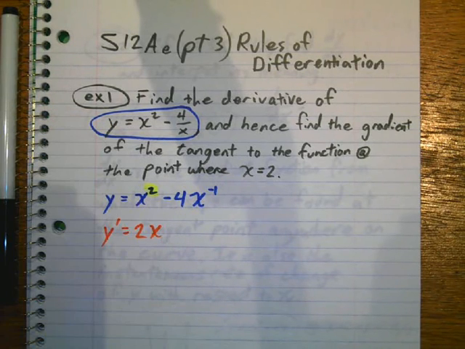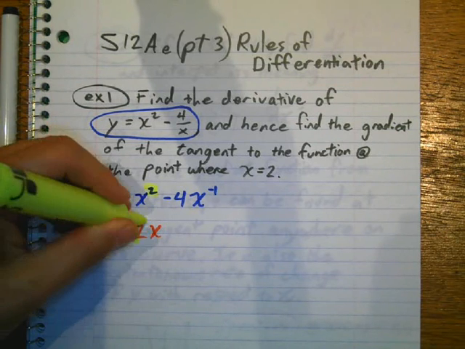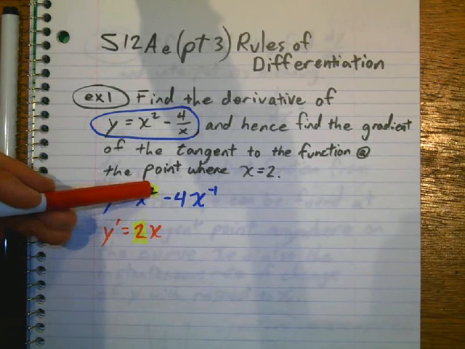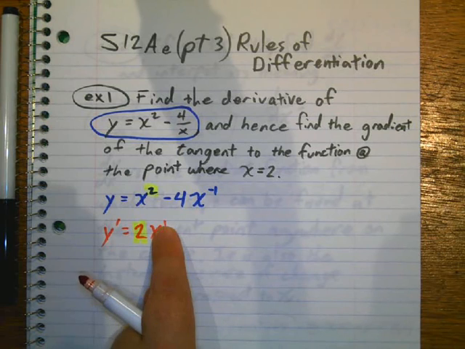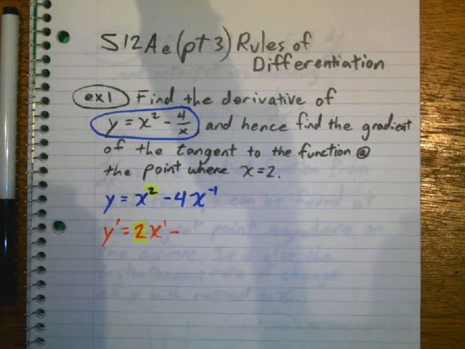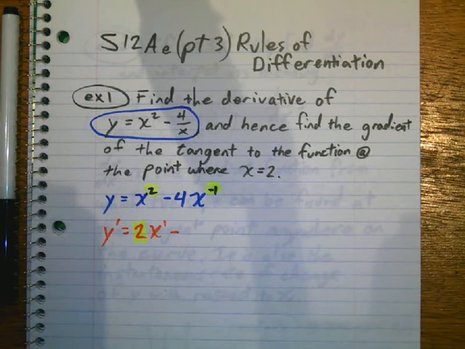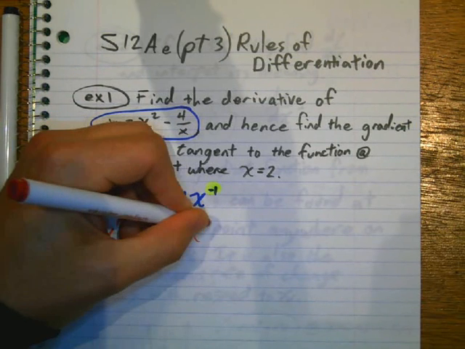So that power now comes to the front, and this power has decreased by 1. If I subtract 1, I'm going to have a power of 1. I don't really need to write that power of 1, but it's okay. And then this power gets multiplied times the 4, so I've got minus 4 times negative 1.